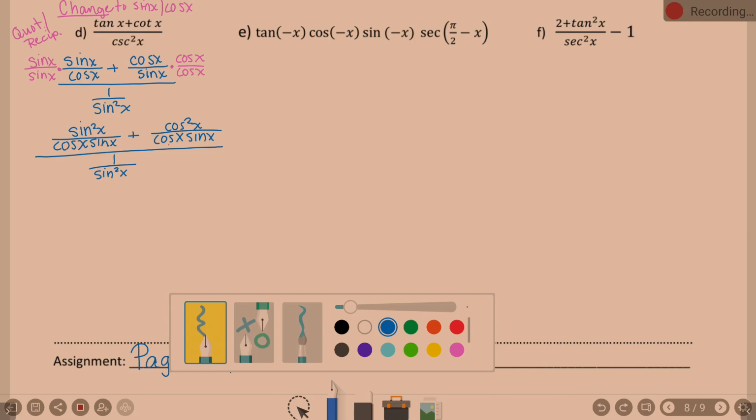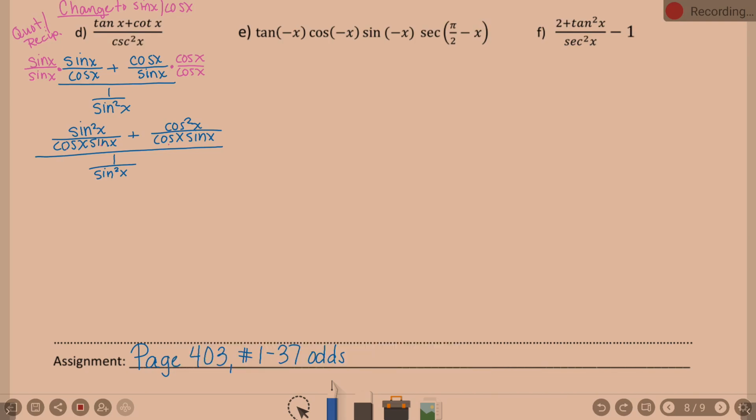Okay, I need to do another rewrite. Those two fractions on top, if you didn't already add them, you need to add them now. As I said, I kind of regret not adding them previously. So on top, I'm going to have sine squared x plus cosine squared x over my common denominator of cosine x sine x, all over the fraction 1 over sine squared x.